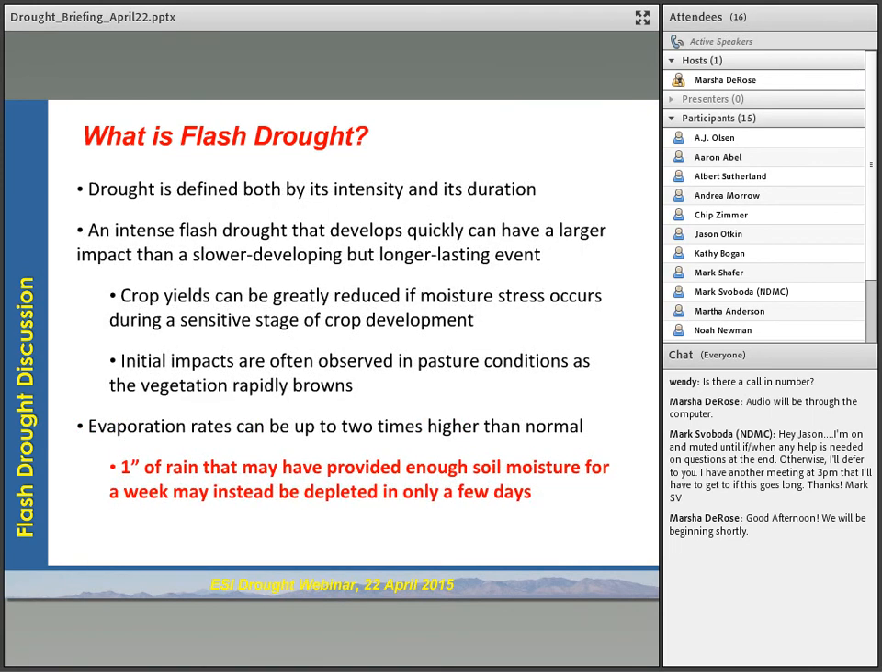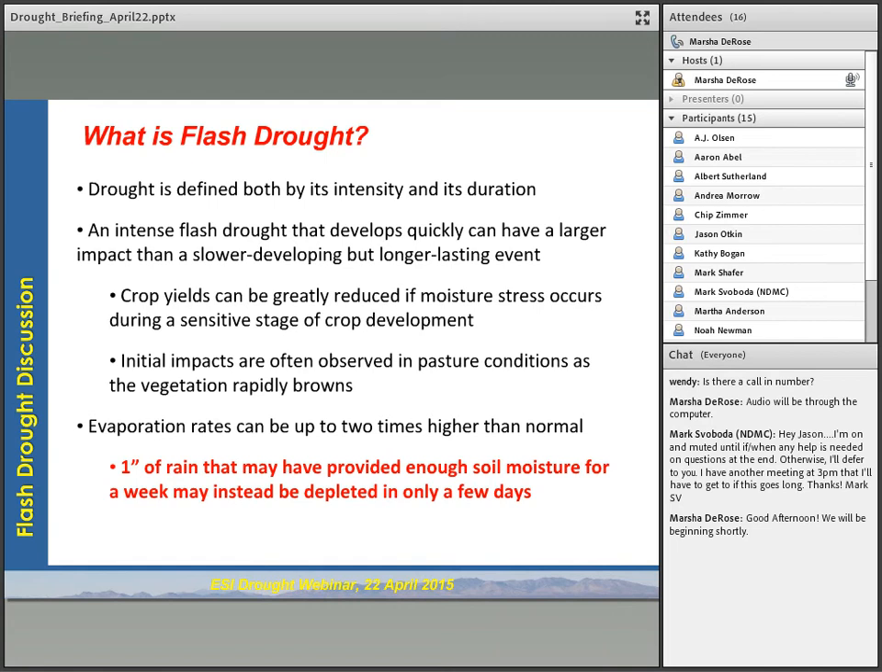Drought can be defined both by its intensity and by its duration. An intense flash drought that develops very quickly can impact agriculture more than a slower developing but longer lasting drought event. For example, crop yields can be greatly reduced if flash drought occurs during a sensitive stage of crop development, such as pollination of corn or the filling stage of soybeans. The initial impacts of flash drought are often observed in pasture and range conditions as the vegetation rapidly browns and goes into dormancy, and then visible signs of moisture stress appear later in other crops and vegetation.